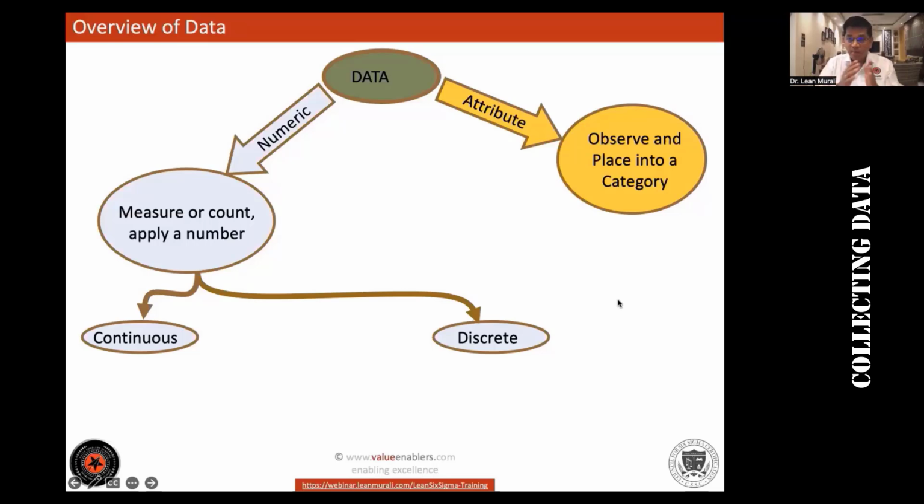Discrete data means between any two data, there cannot be multiple data. It can either be 4, 5, 6. Between 4 and 6, there can be 5, but it cannot have an infinite number of data points between any two numbers. That's called discrete. This is very, very important. Good. If so far it is interesting, useful, valuable, put it in the chat box.